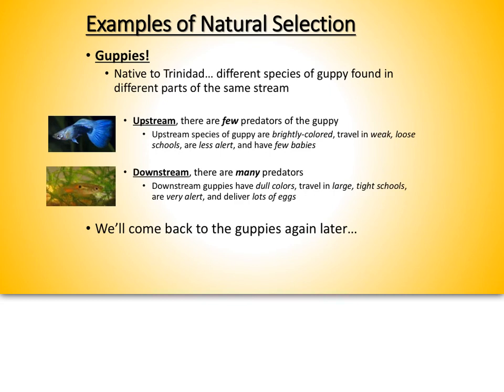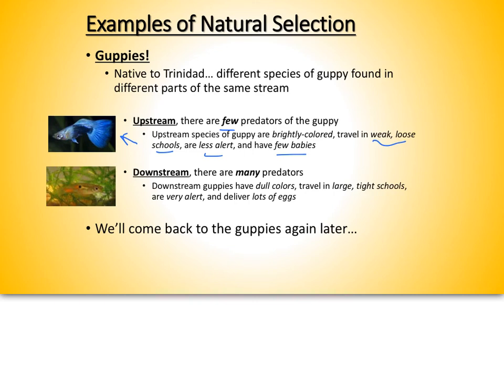Now, here's what scientists have noticed. Upstream species, where there are few predators, are very brightly colored, like in this picture, very sexy fish, right? They don't really travel in schools. They just travel almost on their own, in very small groups if they have them. They're not very alert at all. You can do all kinds of stuff to them and they don't seem to get agitated. And they have very few babies. They lay very few eggs.